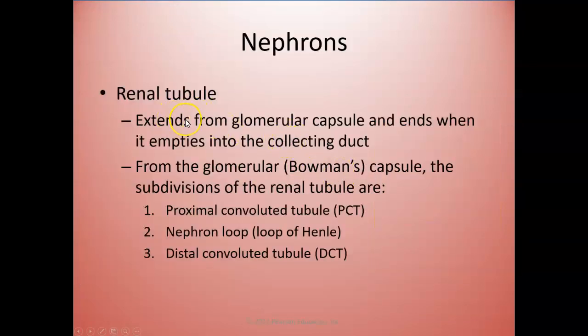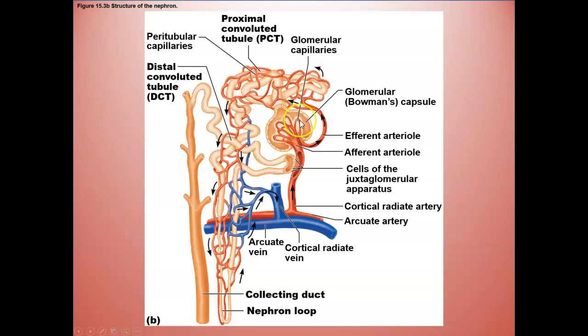Okay. The renal tubule is the next section. That extends from the glomerular capsule and ends when it empties into the collecting duct. From the glomerular capsule, there are three things that we look at: the proximal convoluted tubule, the nephron loop, and the distal convoluted tubule. So here's just a visual. Here's our glomerulus, right?